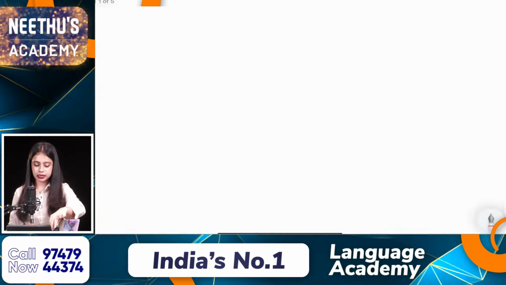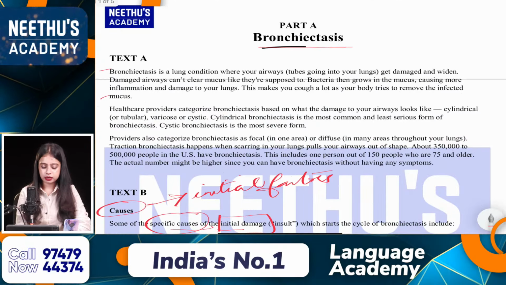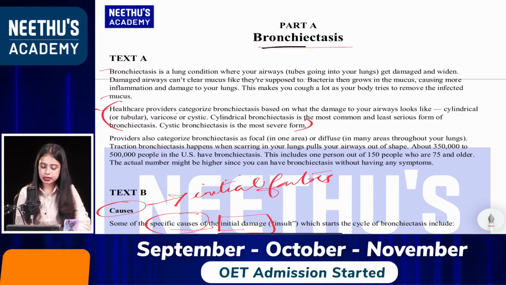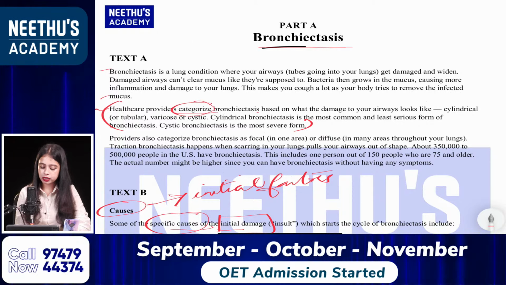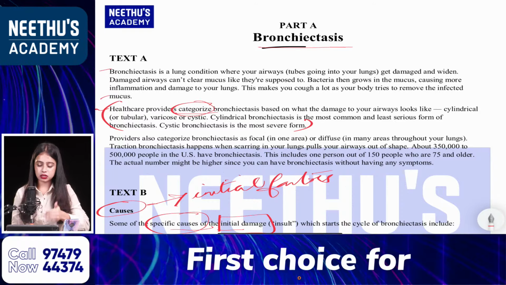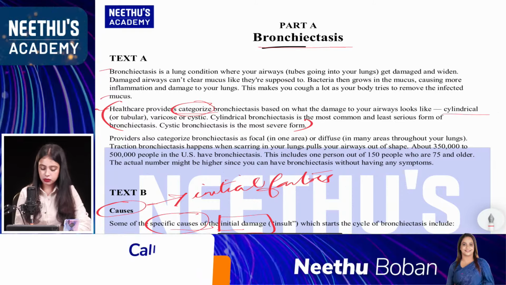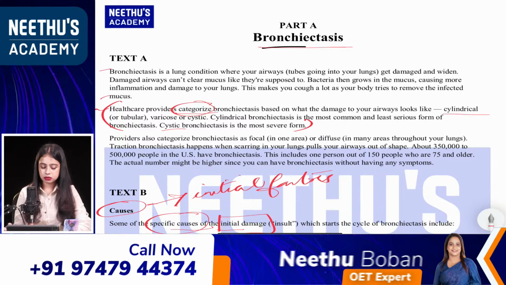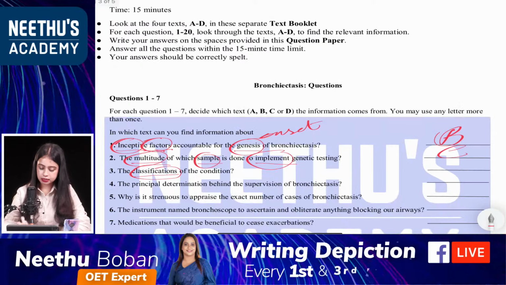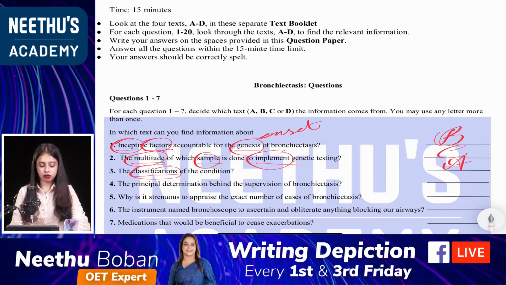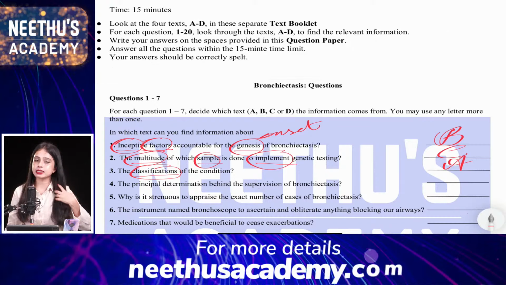And the types are mentioned in text A. See the second paragraph. Healthcare providers categorize bronchitis based on these conditions. So which are the types? Cylindrical, okay, and cystic. So two types. Answer is from text A. Clear? That's from text A.